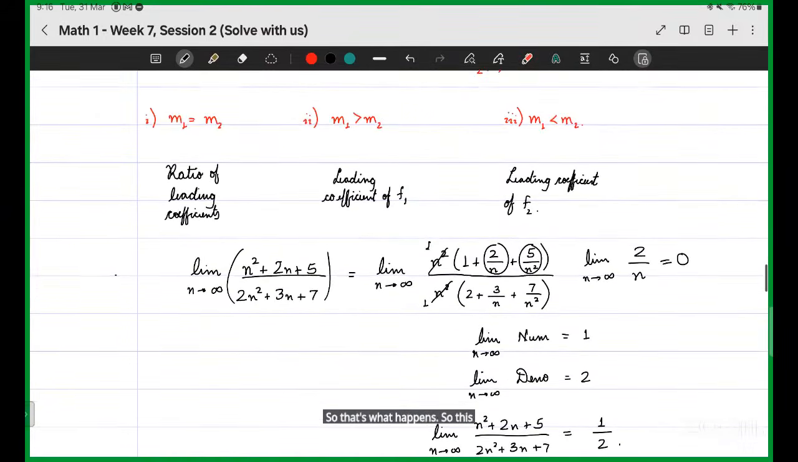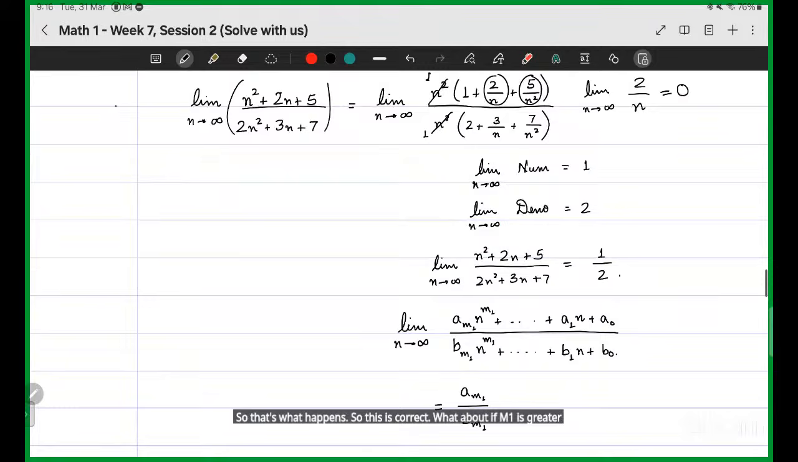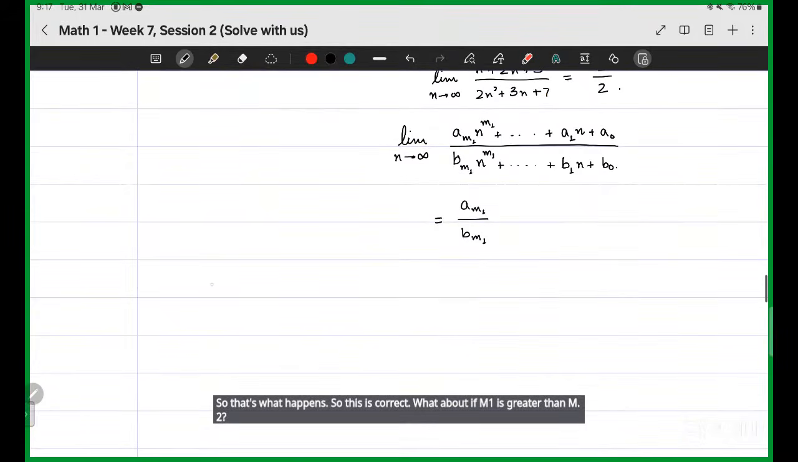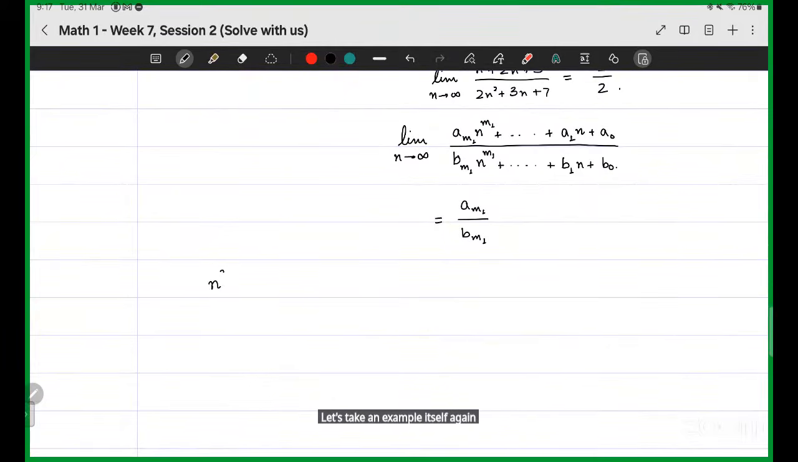So this is correct. What about if m1 is greater than m2? Sir, let's take an example itself again. The limit doesn't exist actually.